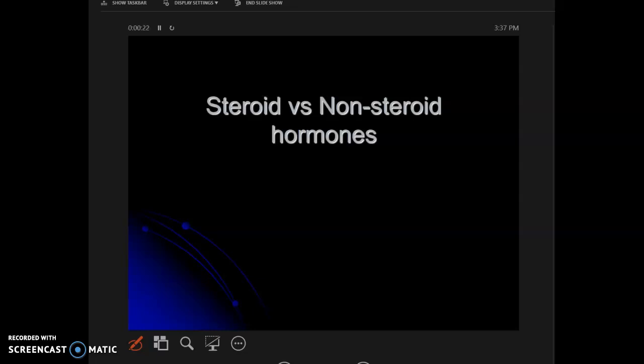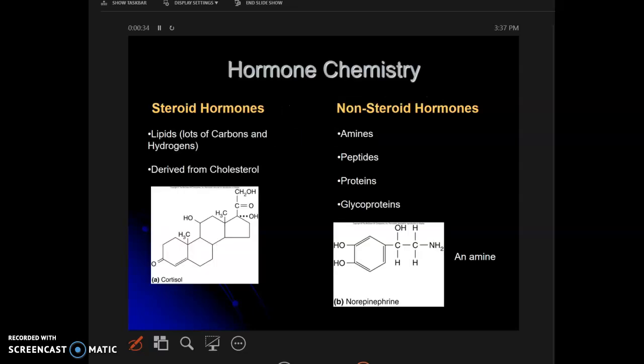This is Dr. D. Today we are going to continue with the endocrine system and talk about steroid versus non-steroid hormones. In our last presentation we said steroid hormones are all derived from lipids. Here the basic structure is like that of cholesterol, so they are all derived from cholesterol.